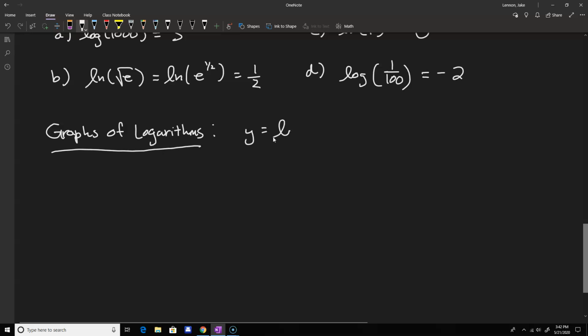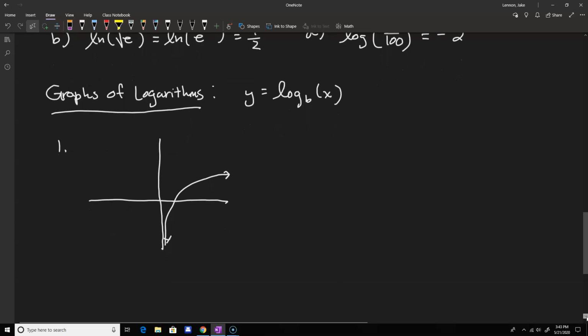So y is equal to the log base b of x. This is what we're trying to graph. So we can consider the same two cases. Those are going to give the two shapes when b is greater than 1 and when b is between 0 and 1. So the first shape roughly looks like this. So this happens when b is greater than 1.